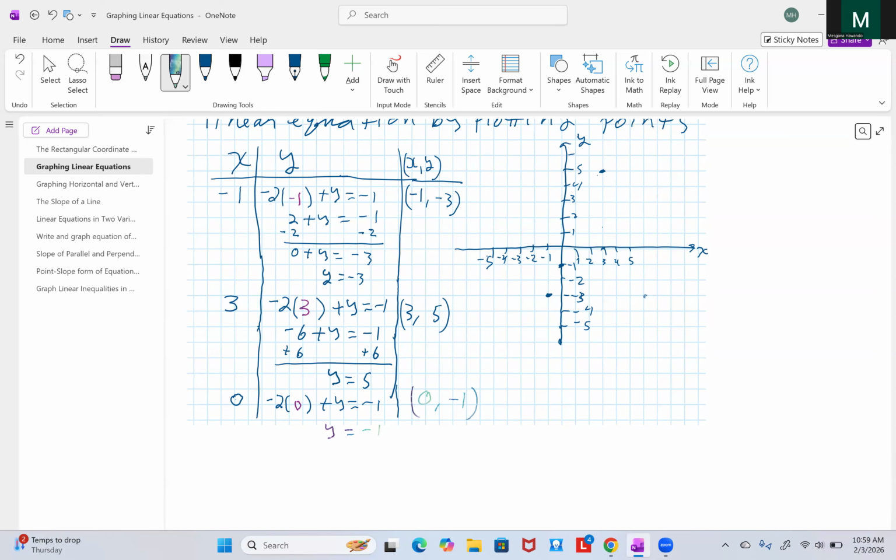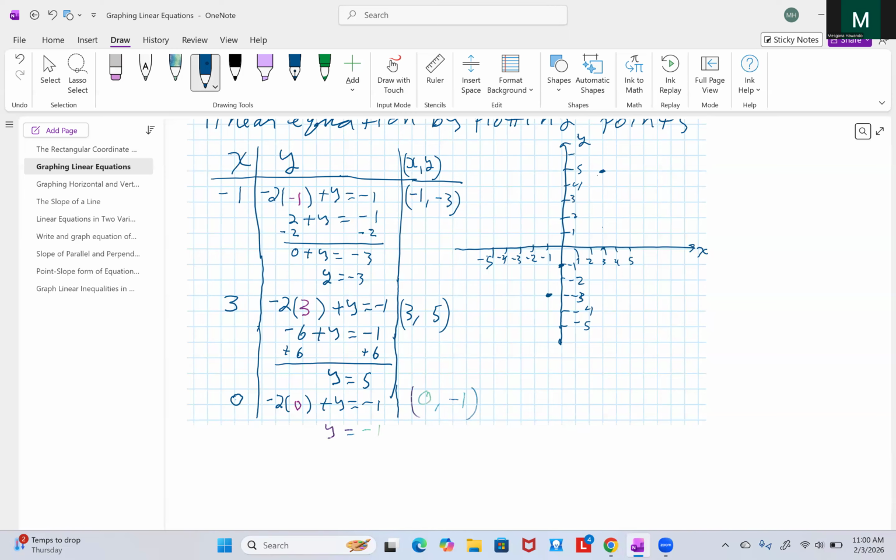Then these 3 points are not on a straight line. They're not collinear. So that means we made a mistake in our calculation. We need to go back and check. So one of these points is not correct, or both of them. We don't know, so we need to check. So in this case, that wasn't the case. So the ordered pairs that we found were correct.